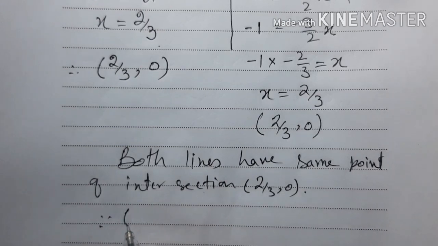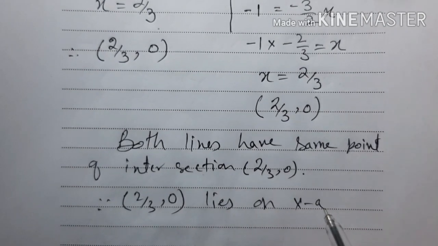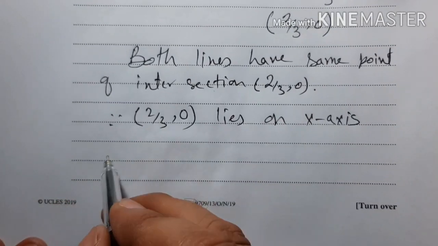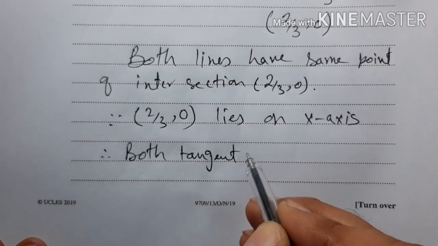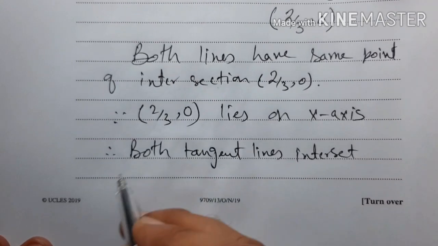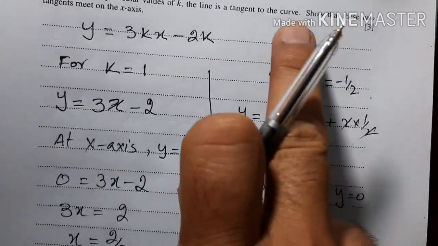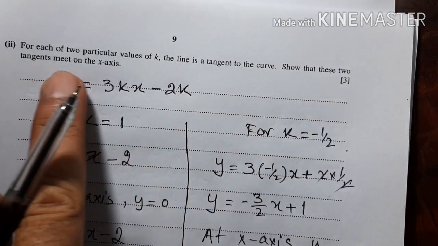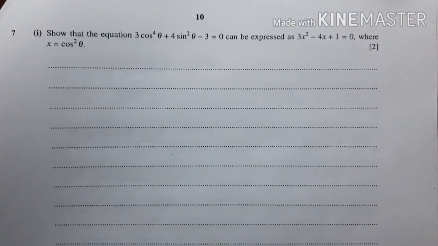Since this point (2 by 3, 0) lies on the x-axis because its y coordinate is 0, therefore both tangent lines intersect at the x-axis. This is shown because we need to show that these two tangents meet on the x-axis. This was question 6, second part, and now question number 7.